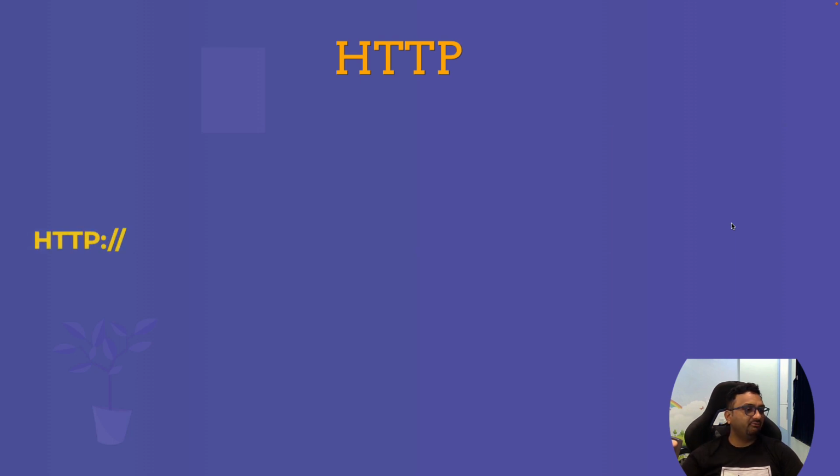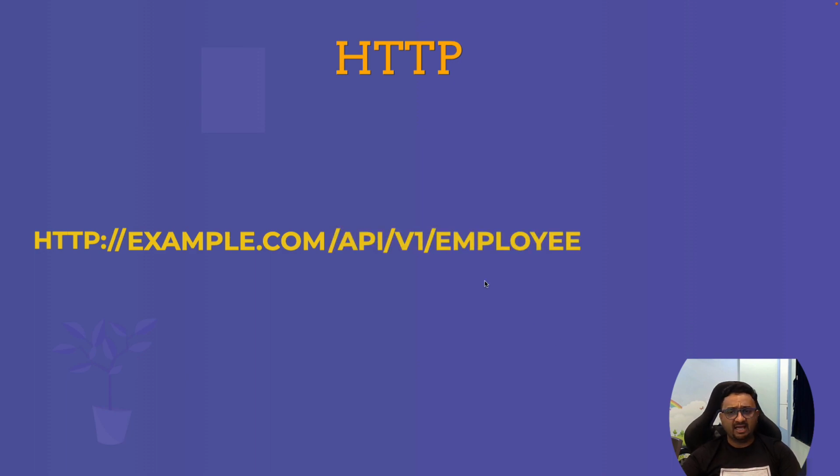When you say a web API, or a web request, it consists of different parts. First is the protocol, which could be HTTP, or HTTPS if it's secure. Then after that we have a base URL or a host. You can use these terms interchangeably. Then, if you could see, API v1 is nothing but the version of the API. Employee is the resource that you are requesting. This is just an example.